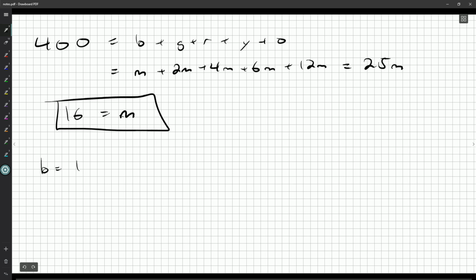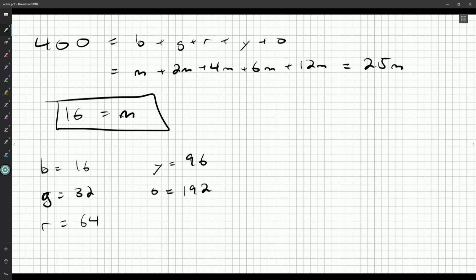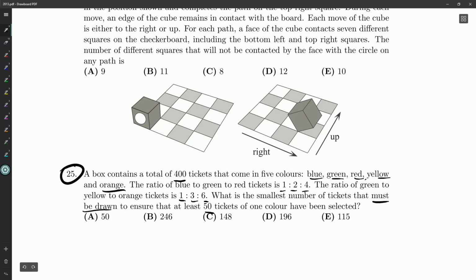So the number of blue tickets is 16. The number of green tickets is 2 times that, so 32. The number of red tickets would be 4 times 16, so 64. Yellow would be 96. And orange would be twice that, so 192. And you might want to quickly double check, does this all add up? And it seems to. Yellow and orange certainly come up a lot there. Okay. So now I at least understand how many tickets there are, but that was just a stepping stone to the original question.